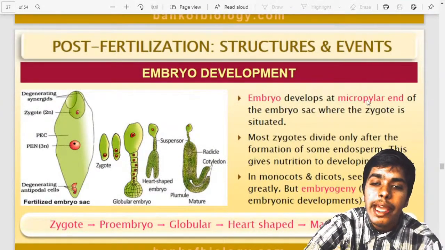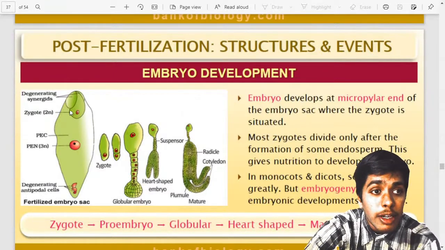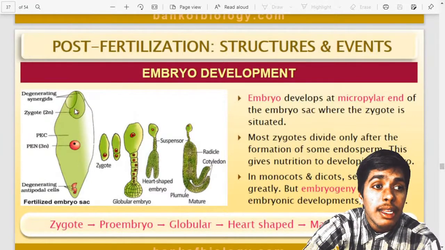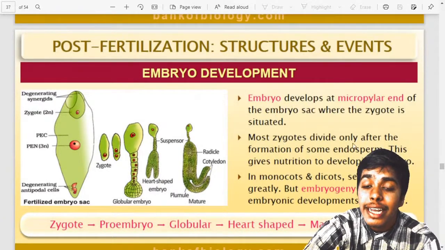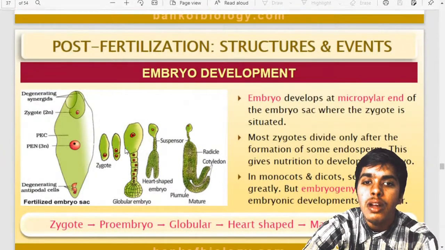The embryo develops at the micropylar end of the embryo sac, where the zygote is situated. This is the embryo, this is the micropylar end. The embryo will develop at the place where the zygote develops. Most zygotes divide only after the formation of some endosperm. This gives nutrition to the developing embryo. What is the nutrition for the developing embryo?